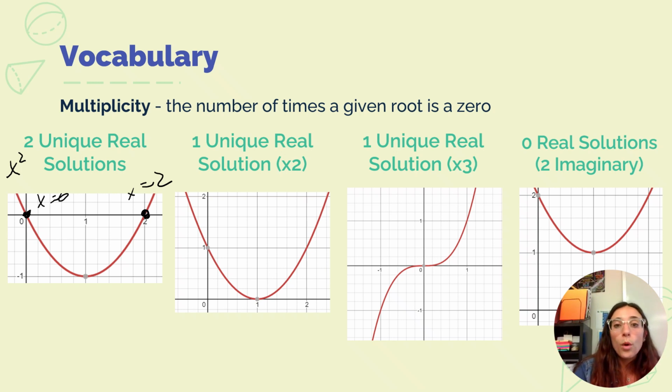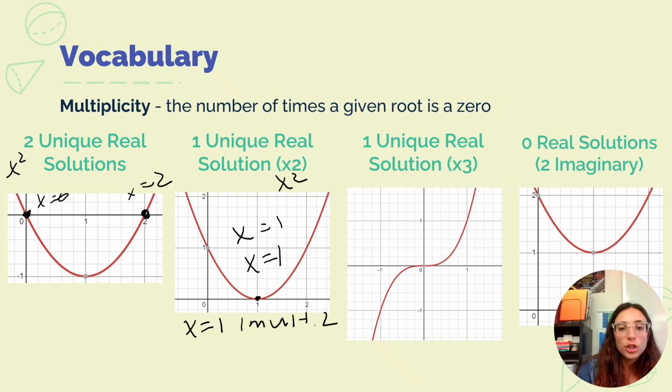Then we have one unique real solution. So this is still a quadratic, so there should still be 2 roots. However, I only touch the x-axis. I don't go through it. So it looks like I only have one root. I really have one unique real root. What that means is x equals 1 is my answer, but I have it twice. Now, if you put it once, I'm okay with that. But what I would write is x equals 1 mult 2. That means I have it twice.